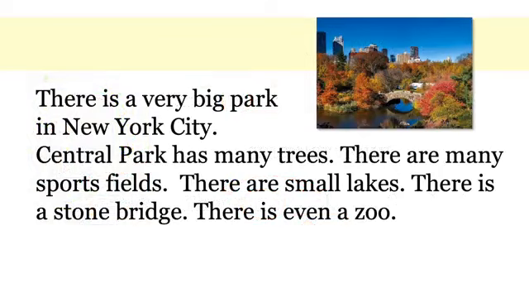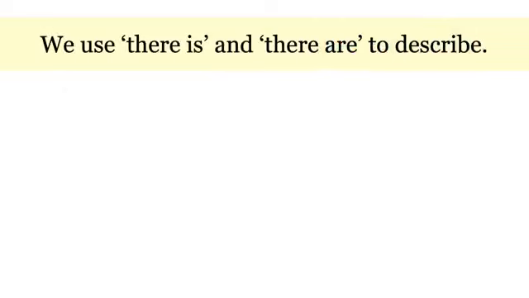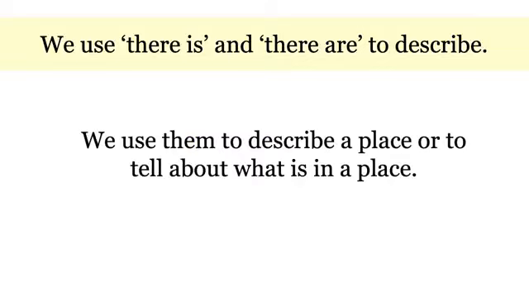There is a very big park in New York City. Central Park has many trees. There are many sports fields. There are small lakes. There is a stone bridge. There is even a zoo. These sentences tell you about Central Park. They tell you what you can find there. That's how we use there is and there are. We use there is and there are to describe. We use them to describe a place or tell about what is in a place.